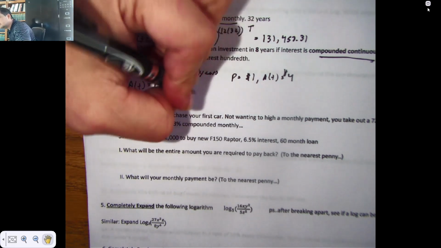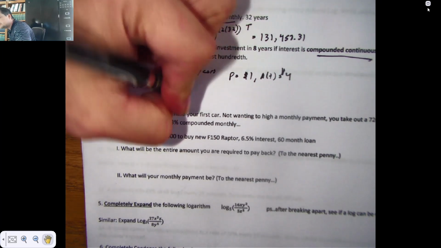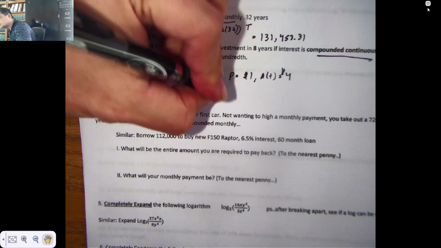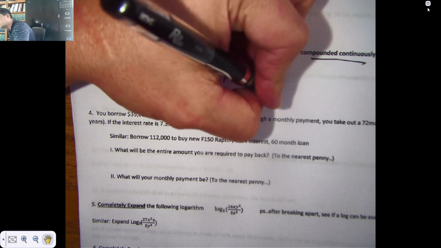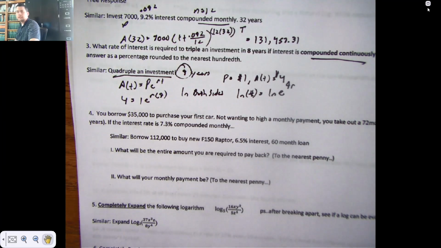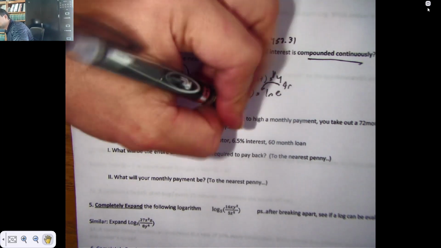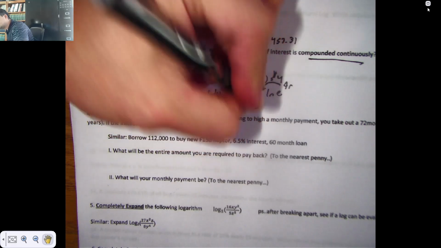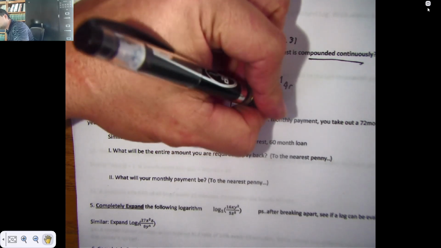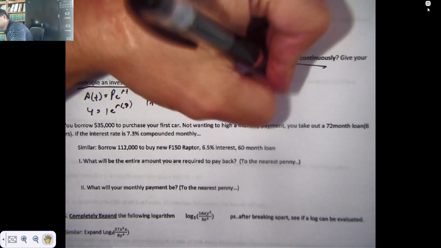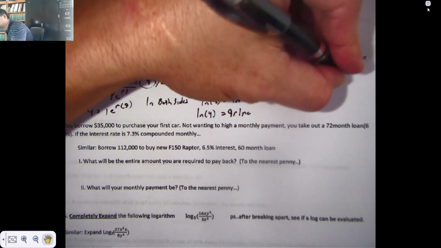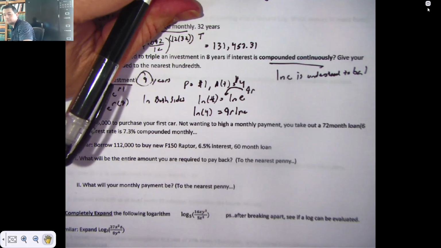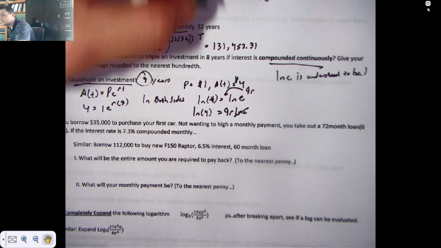That's your setup. I would use a technique called ln both sides. So the natural log of 4 is the natural log of e to the 9r. I like 9r better than r9, so I did a rewrite. Exponents go out front. Natural log of 4 is 9r times the natural log of e. Natural log of e, by the way, is understood to be 1. So I don't even need that there.